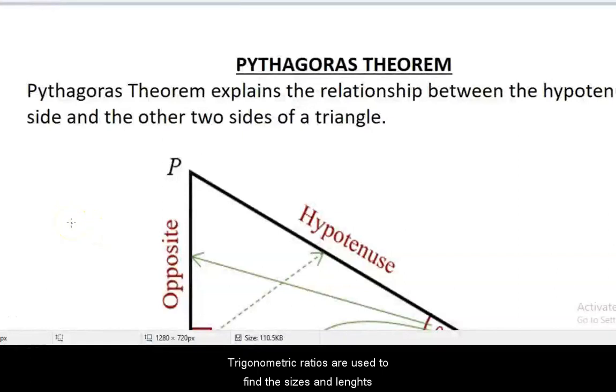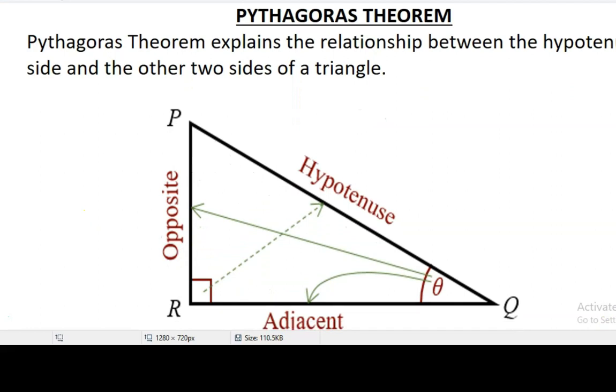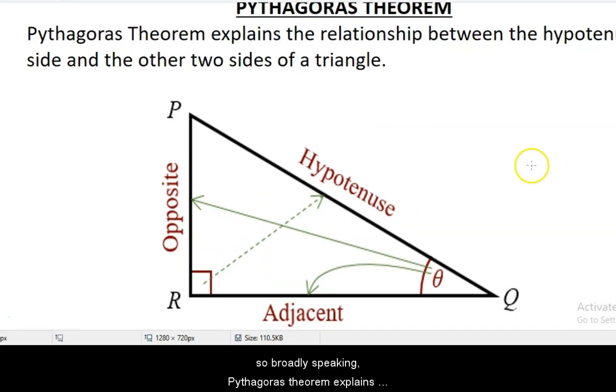Trigonometric ratios are used to find the sizes, lengths and angles of triangles. That means both length and angle should be included. Not so with Pythagoras. The key difference is that the Pythagoras theorem is used when we know the length of two sides and we want to find the third side. Angle is not essential. Moreover, the theorem only works on right-angled triangles, just like this triangle. So broadly speaking, Pythagoras theorem explains the relationship between the hypotenuse side and the other two sides of a triangle.